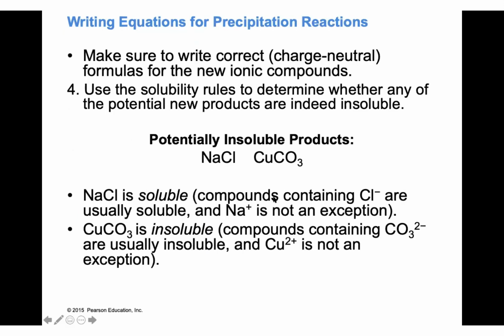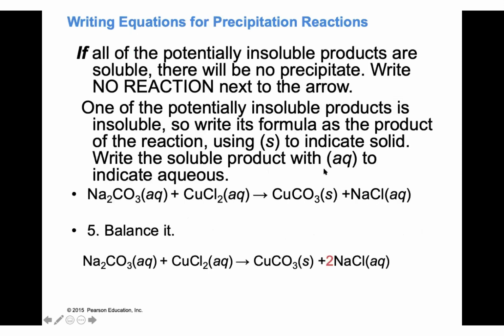So let's see which one is soluble, which of them are not. NaCl is soluble because from the solubility table, all of the group 1 elements are soluble. Copper(II) carbonate: all carbonates are basically insoluble except the ones that I mentioned. Copper was not one of them. So copper(II) carbonate is solid. So we're going to put copper(II) carbonate as solid here, and then we're going to put NaCl as aqueous.